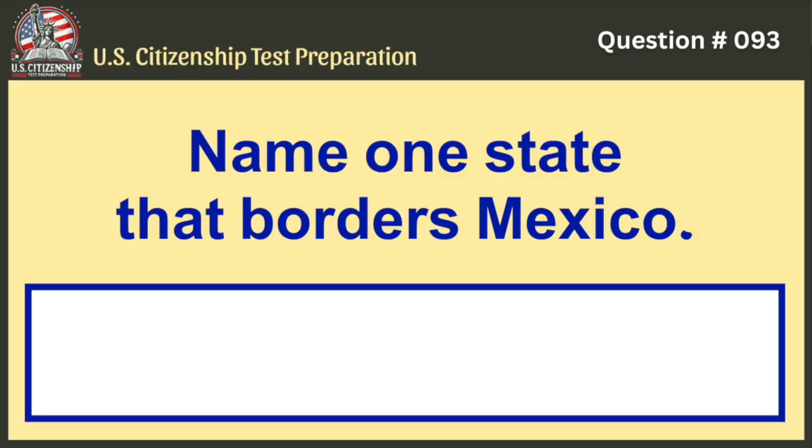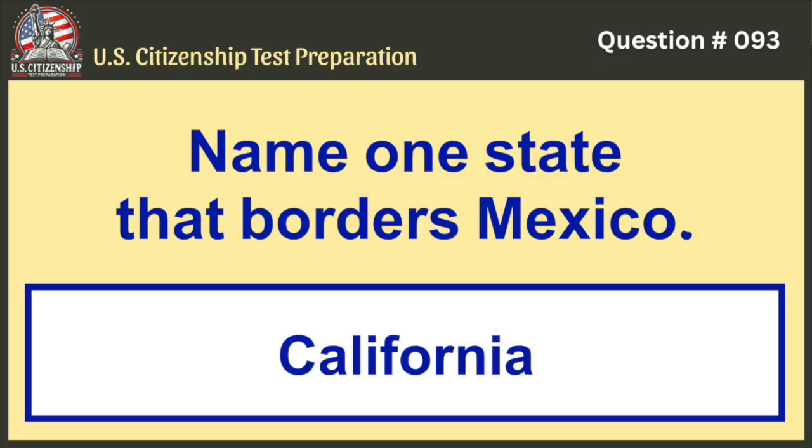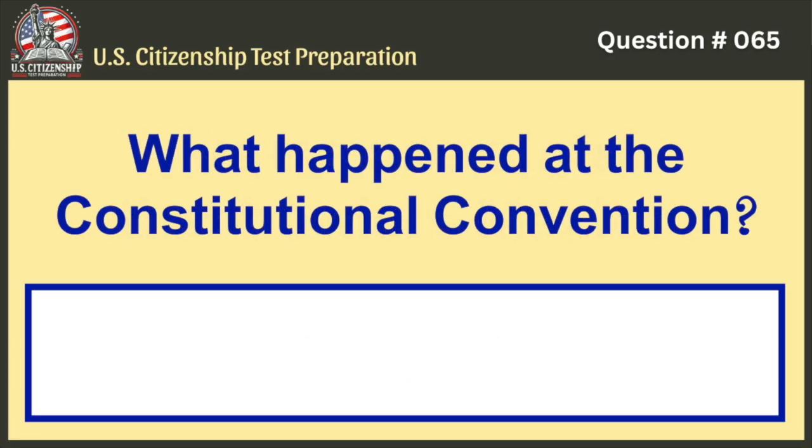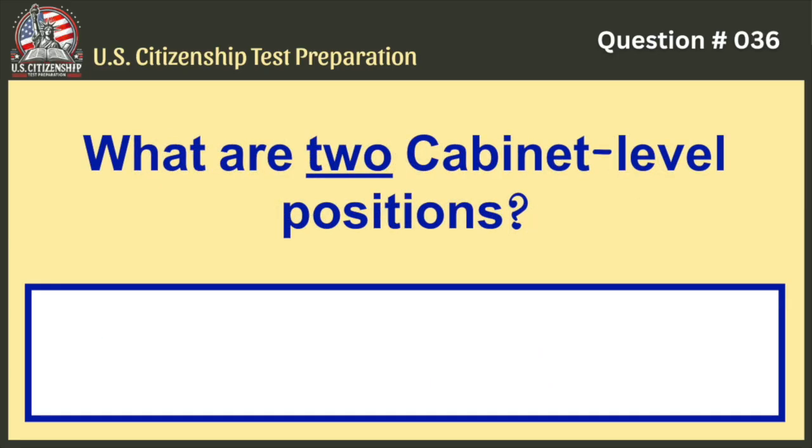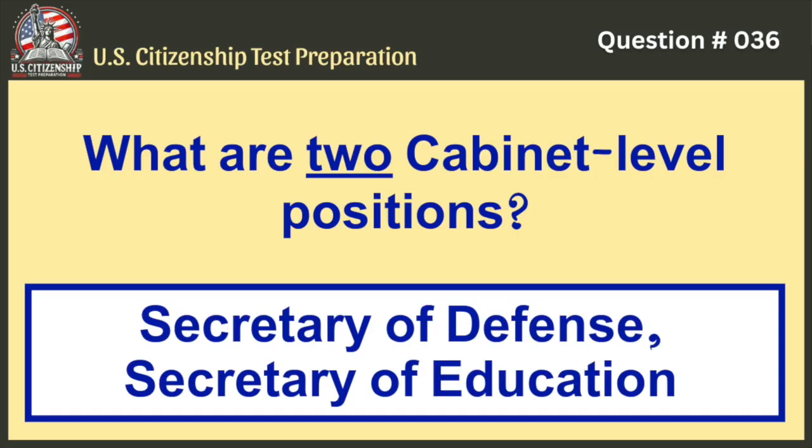Name one state that borders Mexico. California. What happened at the Constitutional Convention? The Constitution was written. What are 2 cabinet-level positions? Secretary of Defense, Secretary of Education.